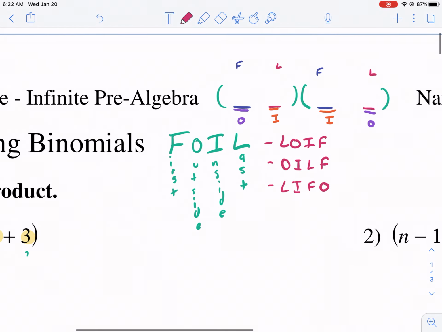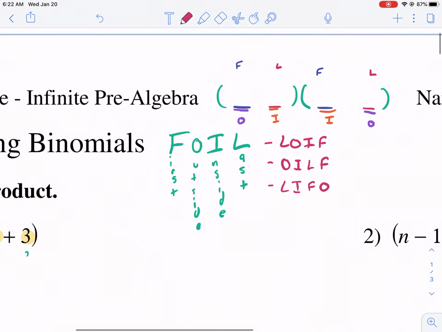So if I show this, I do 3n times n gives me 3n squared. 3n times 3 gives me 9n. Then I get, what color did I use? Blue. Then I get 2 times n gives me 2n, and then I get 2 times 3 gives me 6. And that's the process.